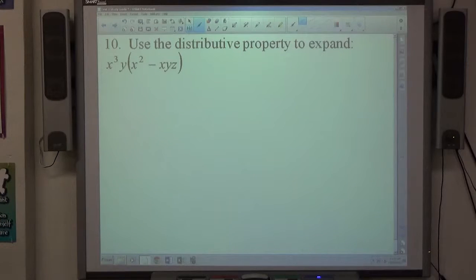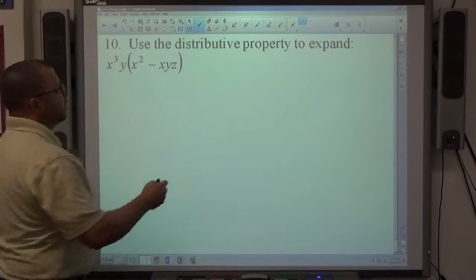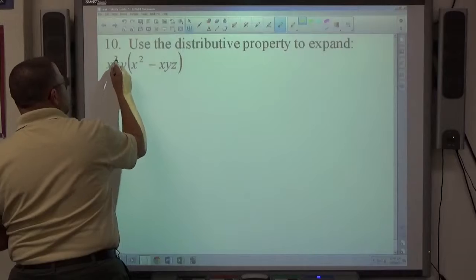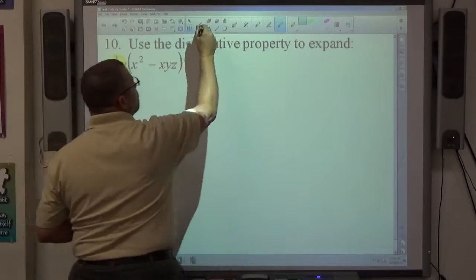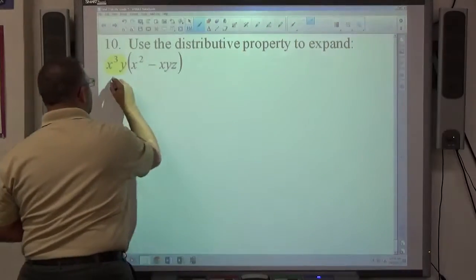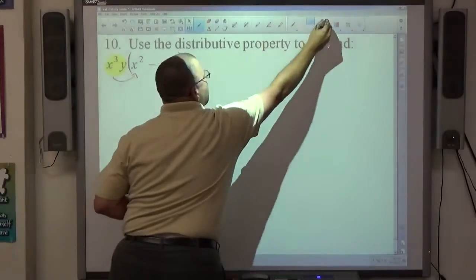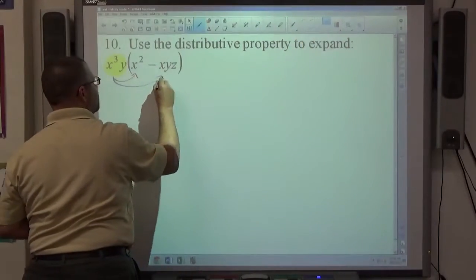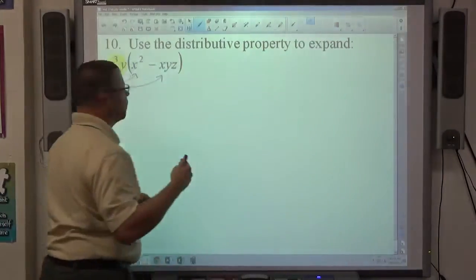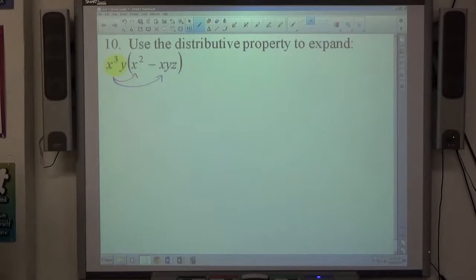Number 10, use the distributive property to expand. That simply means that we want to take this outside object here and multiply it times the first object and the second object in the parentheses, keeping in mind that when I multiply, signs are involved and I have to account for that.